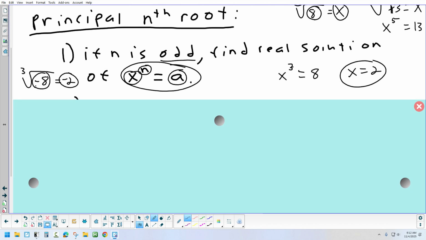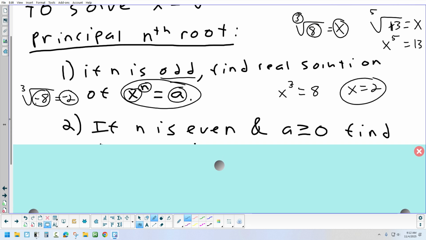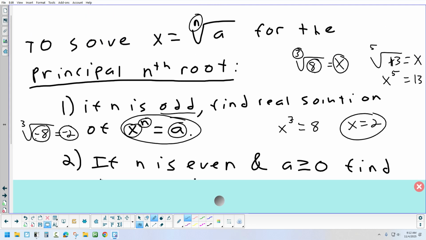Now, let's compare that to an even root. First of all, when we're dealing with even roots, I'm always going to make sure that I give you a problem where the radicand is 0 or higher. Why do I want the radicand to be 0 or higher? Think of a square root. What would happen if it wasn't 0 or higher, and you tried to take the square root of it?